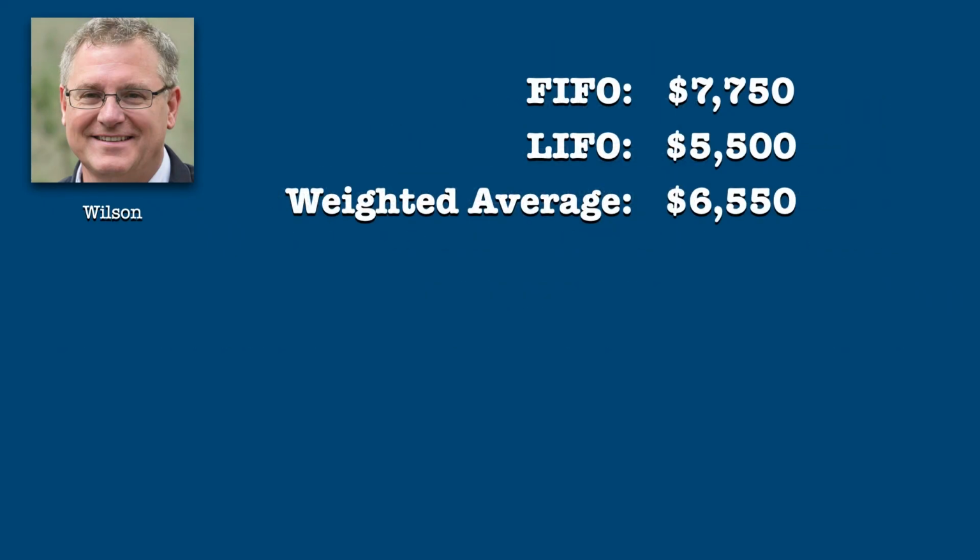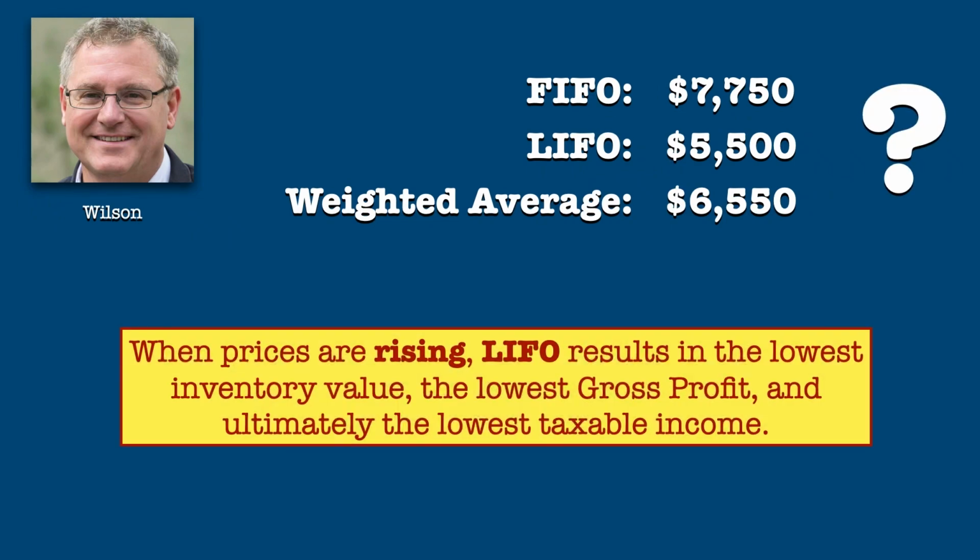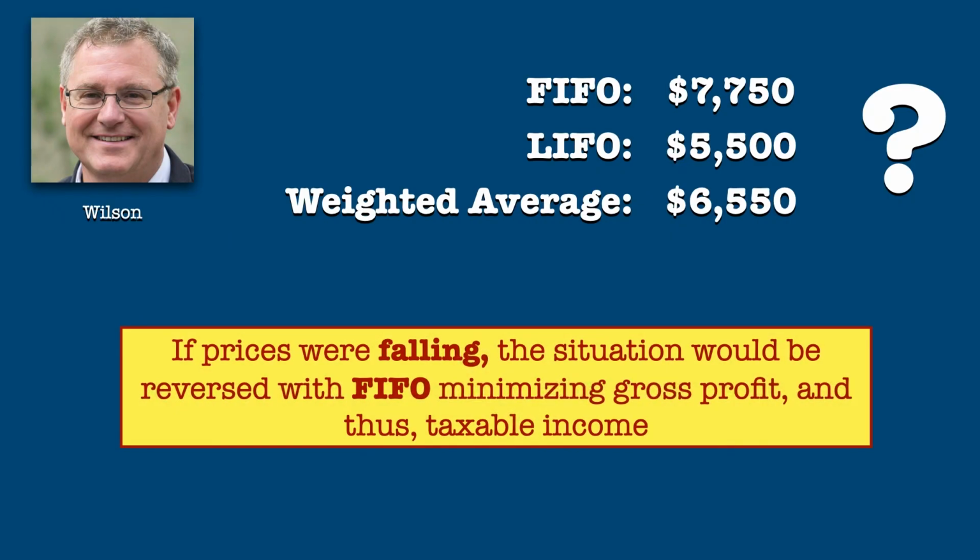We now have three different figures for the same inventory. Which one do we choose? As I stated before, when prices are rising, LIFO results in the lowest inventory valuation, a higher cost of goods sold, the lowest gross profit, and ultimately the lowest taxable income. If prices were falling, the situation would be reversed, with FIFO minimizing gross profit and thus taxable income.